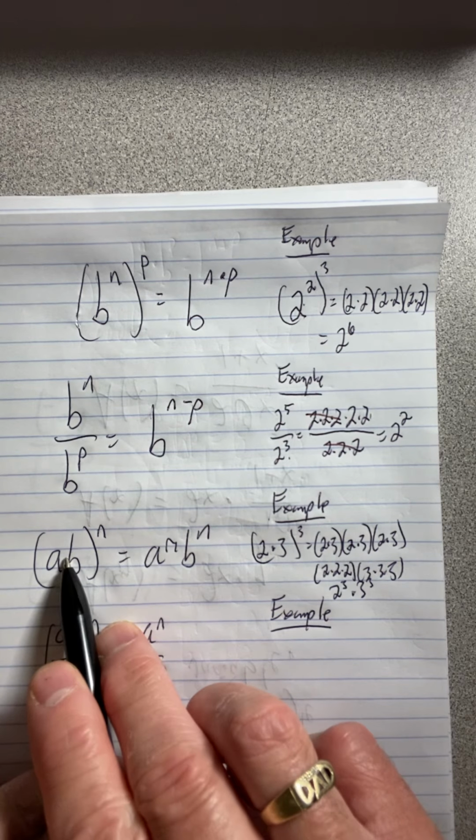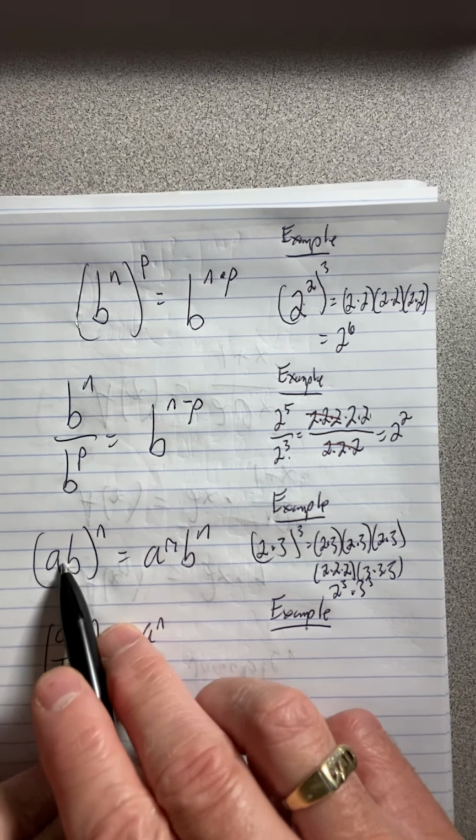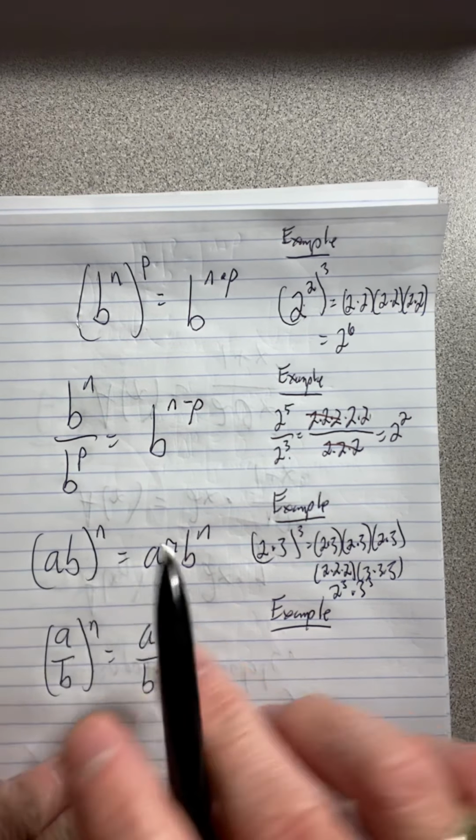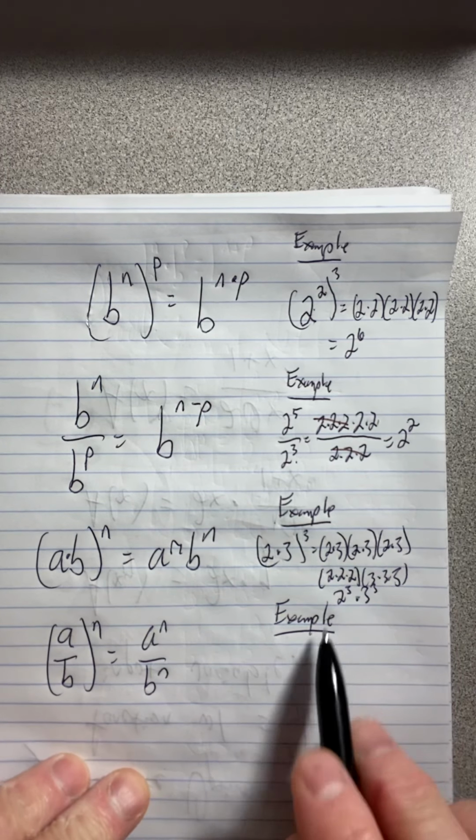That doesn't work if there's a plus here. Does not work if there's a plus here. Too frequently in this class, you guys, when there's a plus here, apply the N to both of them. That doesn't work. It's when this is times. When you have A times B to the N, then this works.